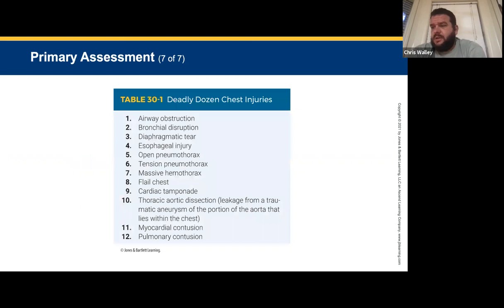So here's most of your deadly dozen for chest injuries. These are the ones that will kill you faster than anything. And they rank them one through ten. I don't think that's their ranking score. But we know that that's the top 12 that's going to kill you pretty quick.